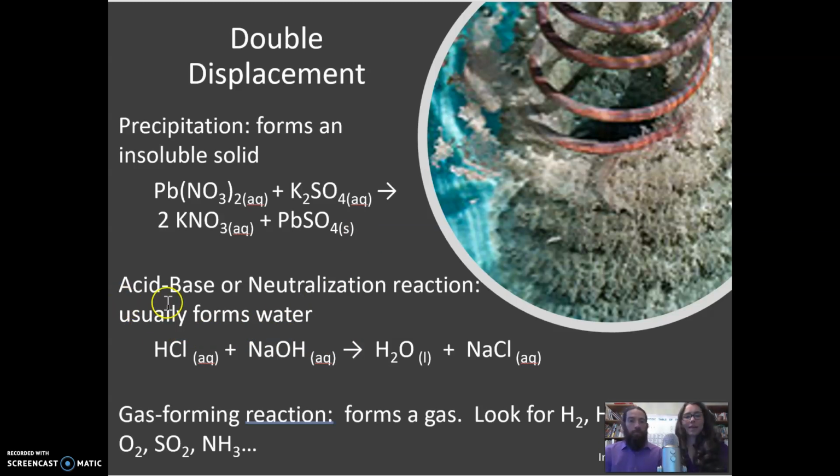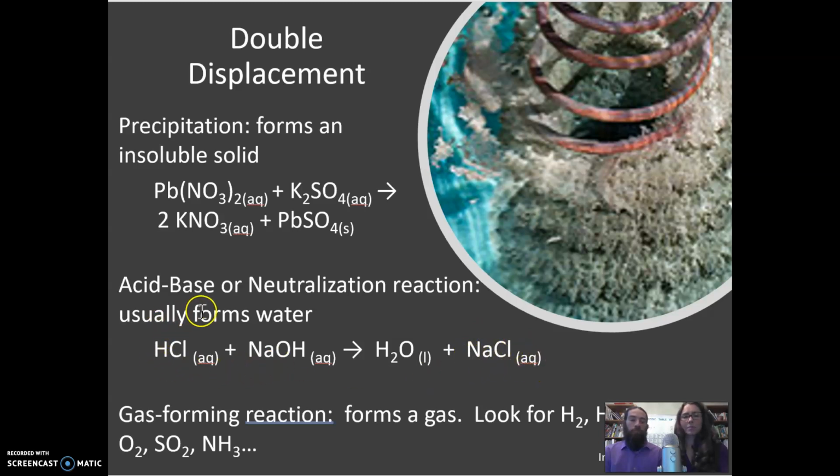Acid-base or neutralization reaction. That's an acid reacting with a base, usually forming water. Not always, but usually. And we're going to get into each of these separately in subsequent lectures. So this is just the broad view of the different types, and then we'll get into each one in turn. So we have an acid combining with a base, forming water. There's a little L here. And then our aqueous salt as well.